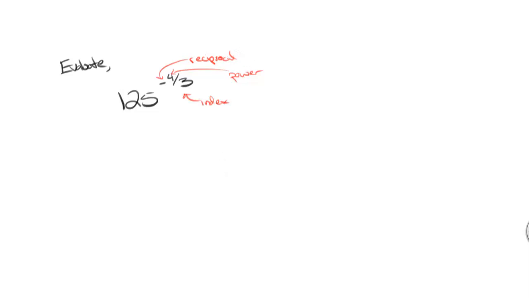What I'm going to do is first use the reciprocal part, then I'm going to use the index, and then I'm going to apply the power. I actually always do it in this order, and let me show you what that's going to look like.